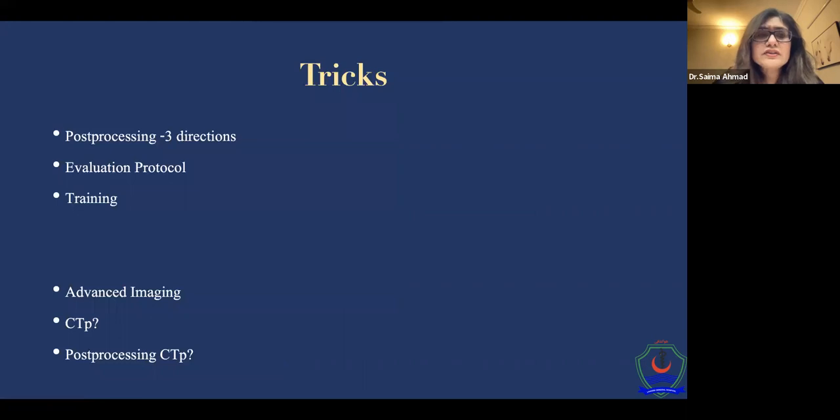So what are the tricks? The tricks in the interpretation are, in the post-processing, you should not look only at the axial images. You should always look at the coronal and the sagittal images also. Then the evaluation of the protocol is necessary. You should know your protocol all of the time, and the training of your staff, the training of your fellows and the training of your own self is also very important.